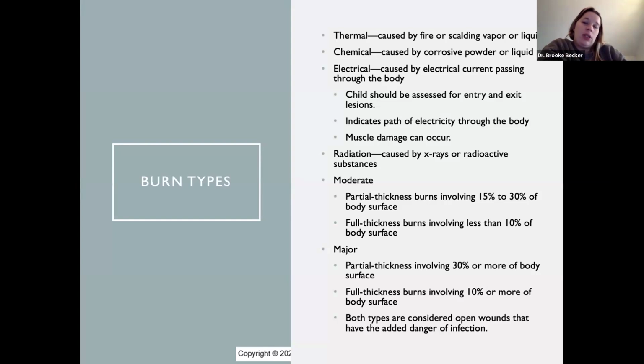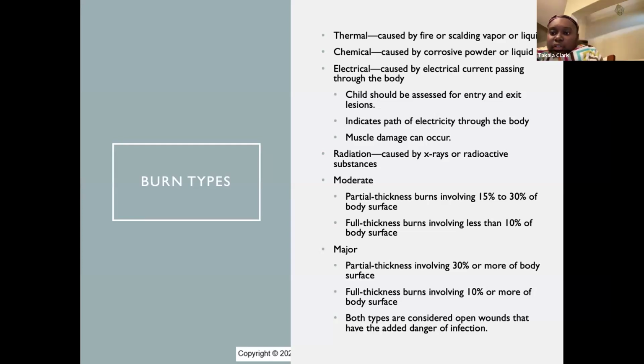So if 15 to 30% of the body surface is covered with partial thickness burns, that's going to be considered a moderate burn. If it's full thickness, so it's all the way through the dermis and epidermis, then 10% of body surface will be a moderate burn. Major burns are partial thickness of more than 30% of the body, or full thickness of more than 10%. Both are very much at risk for infection, right? Because that's an open wound.